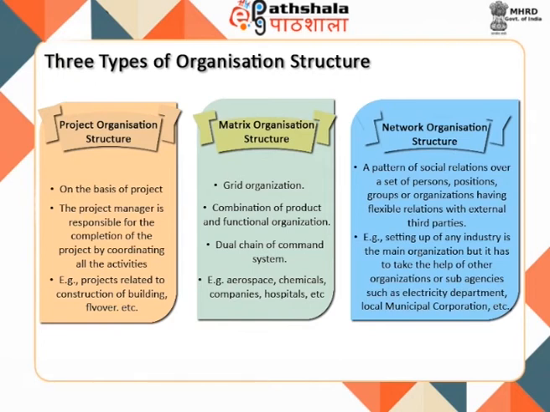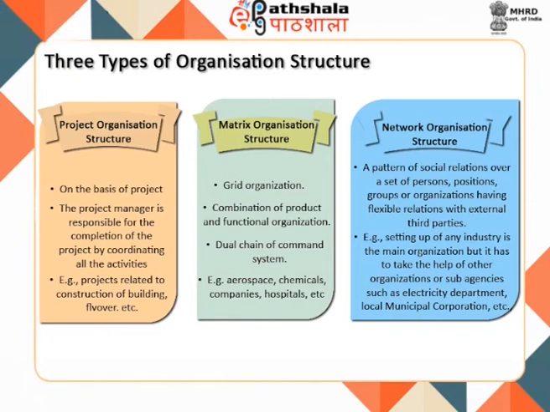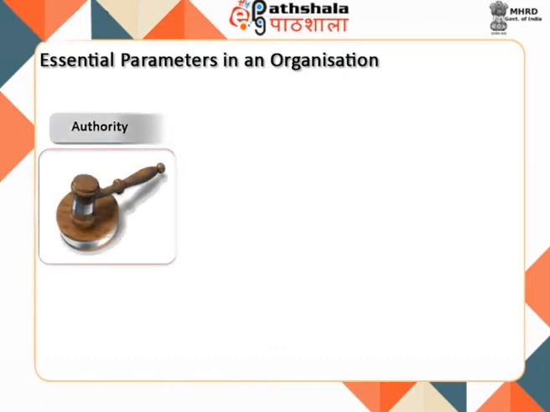Third, network organization. A network organization is a pattern of social relations over a set of persons, positions, groups, or organizations having flexible relations with external third parties such as customers, suppliers, etc. Before moving further, let us know the essential parameters in an organization. These are authority. It implies the right to give orders or command others to get the work done in the organization.